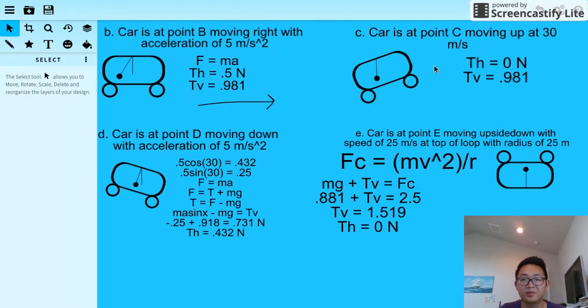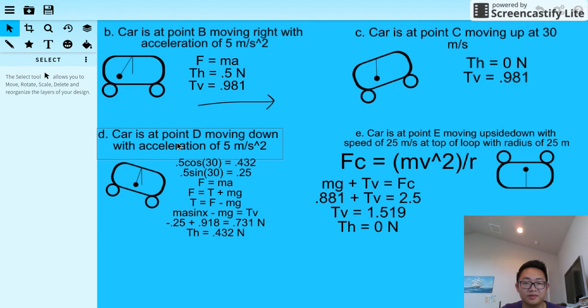Move on to part C. Part C says the cart is at point C moving up at 30 meters per second. It's moving uphill. So for this part, there's no acceleration, net force is zero. Since net force is zero, there's actually no change in the tension. So horizontal tension is zero, vertical tension is 0.981 newtons, and the ball is just straight downwards. It's not moving left or right. There's nothing that is pulling it besides gravity.